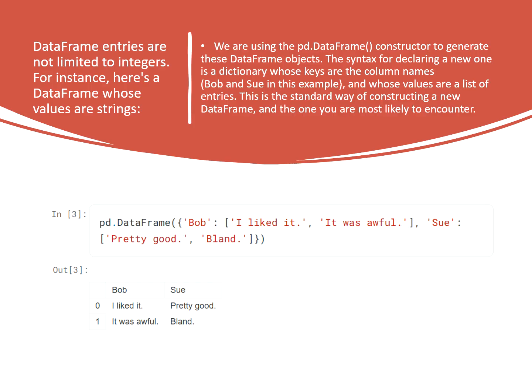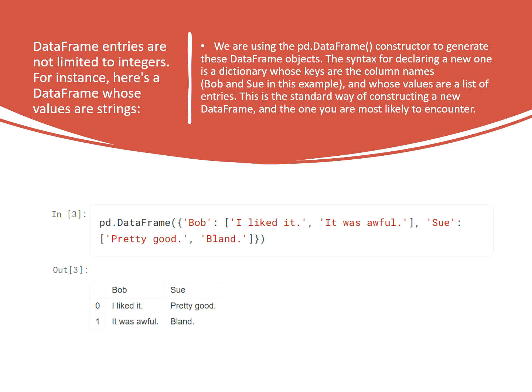So DataFrame entries are not limited to integers. For instance, here is another DataFrame whose values are strings. We can use strings as values instead of numbers, integers. So in this example, our DataFrame is pd.DataFrame. Our dictionary has Bob. Bob said 'I like it,' and then the second value is 'It was awful.' And then another key, Sue, which is our second column, that has two entries, two rows. So Sue said 'Pretty good' and 'Bland.'